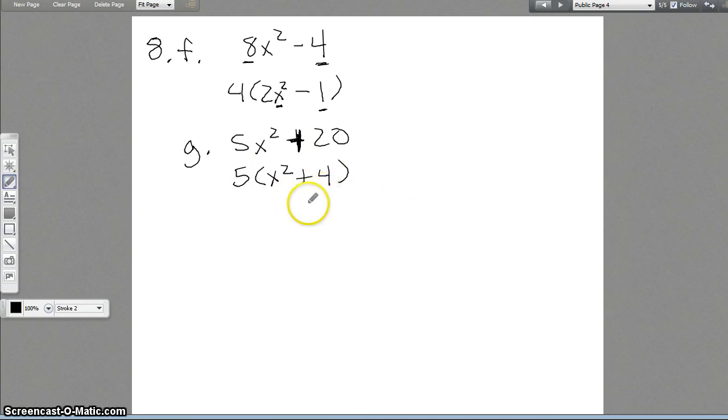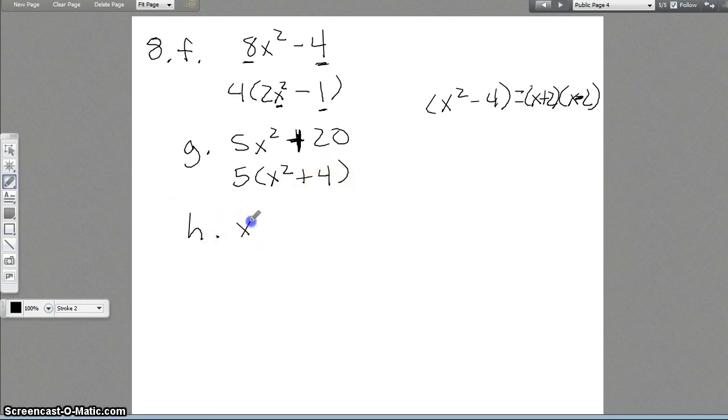Now, we can't factor this any further. We know how to factor if this was x squared minus 4, because that could be factored as x plus 2 times x minus 2. But we can't factor x squared plus 4. That's as simple as it goes. So we're going to move on to part H.